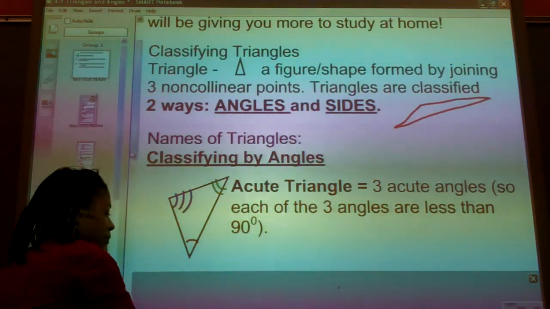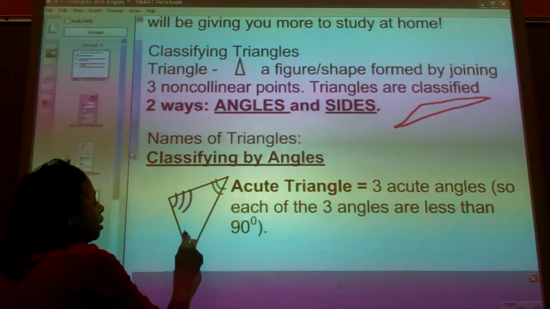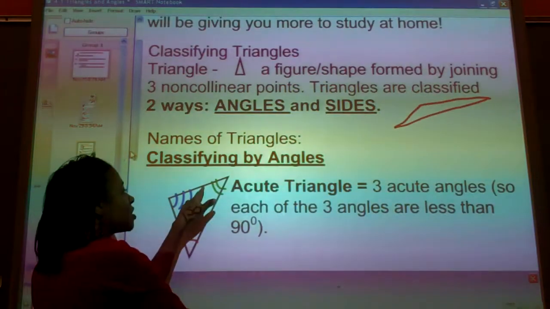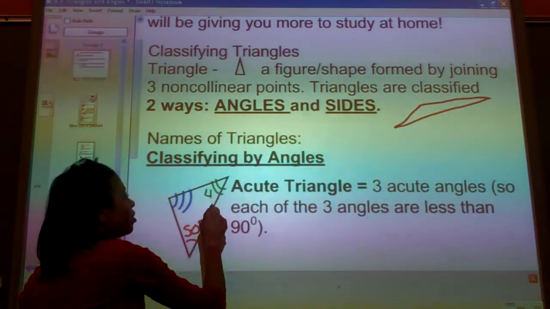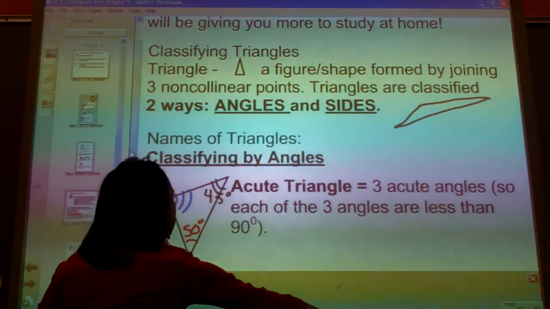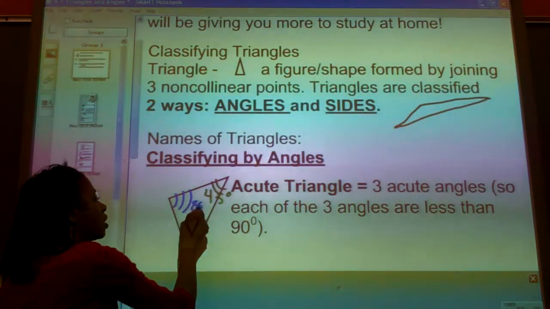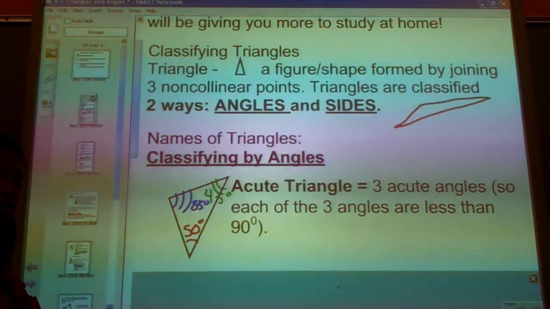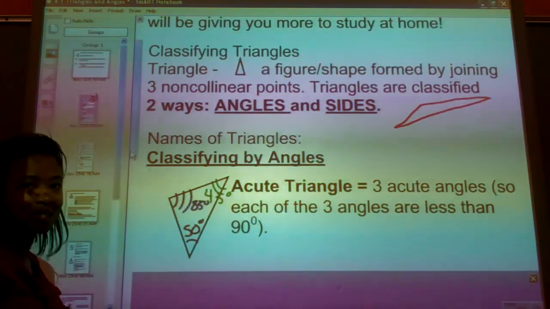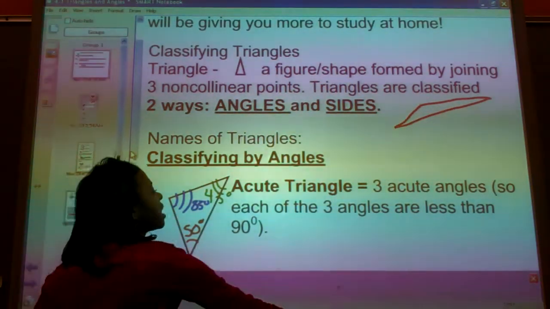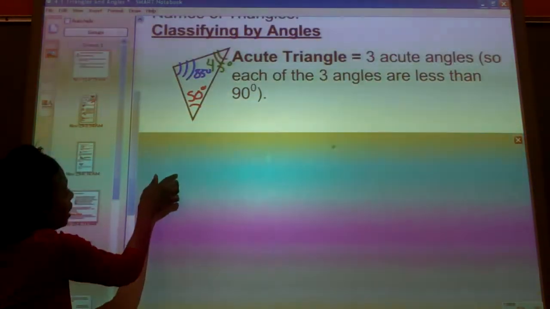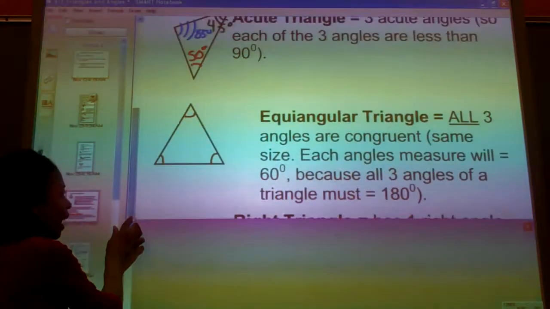So let's look at this first angle here. That might be 50 degrees. The second angle might be 45 degrees, which is also less than 90 degrees. And then the third one might be 85 degrees. That individual angle also is less than 90 degrees. So each individual angle is less than 90 degrees, therefore making this an acute triangle. An acute triangle.